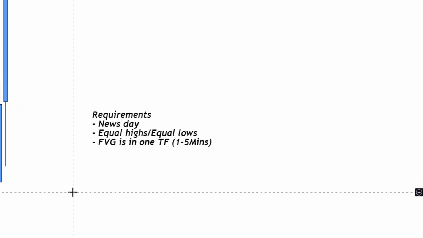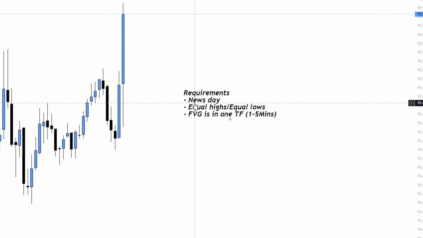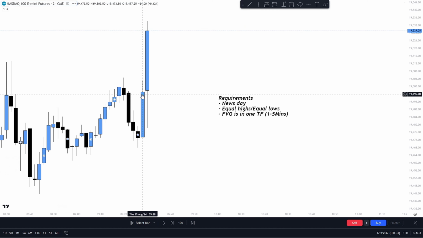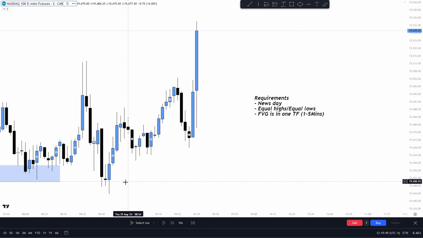To be fair, we're looking for news days. We're looking for equal highs, equal lows. Why equal highs, equal lows? They are the strong draw on liquidity. When do I not take a fair value gap? When there is an equal low on the opposite side of what I wanted to trade. For example, I wanted to go into this long here, right? And there was an equal low down here.